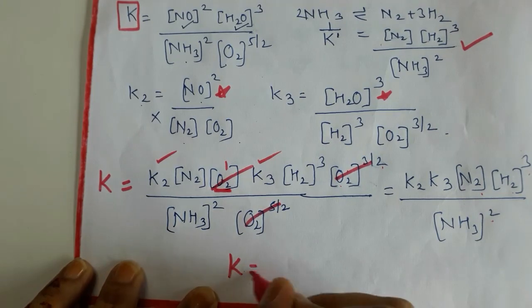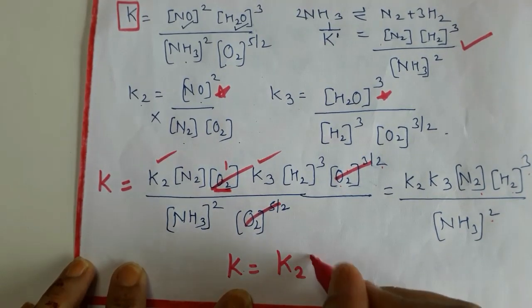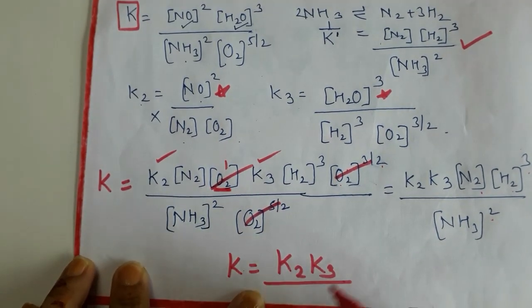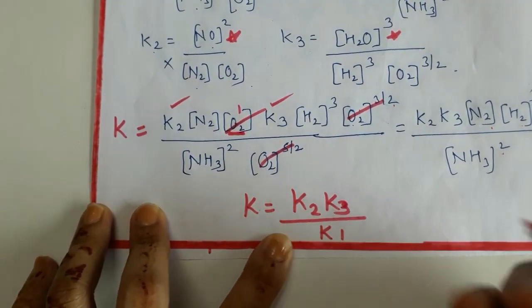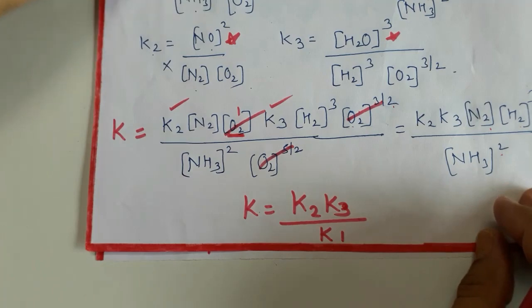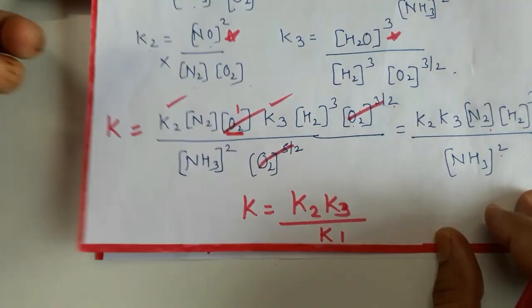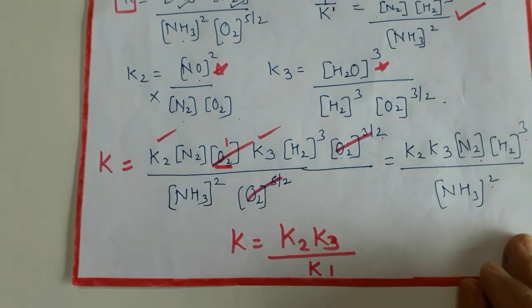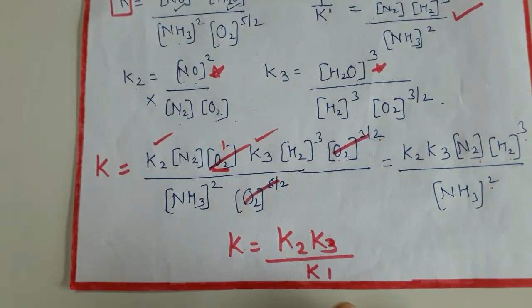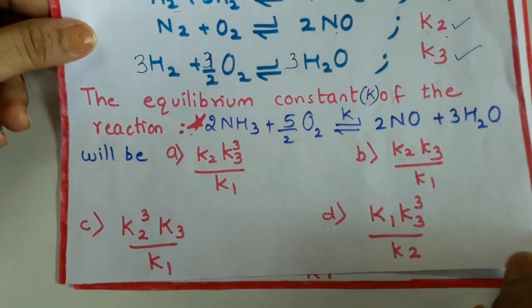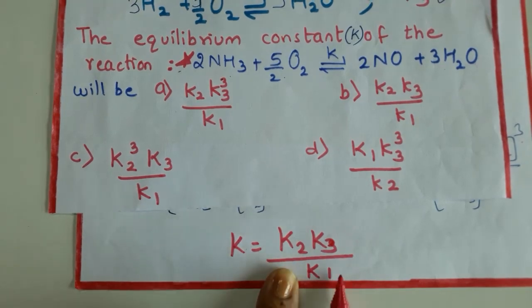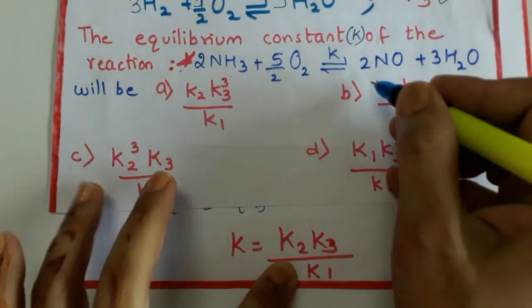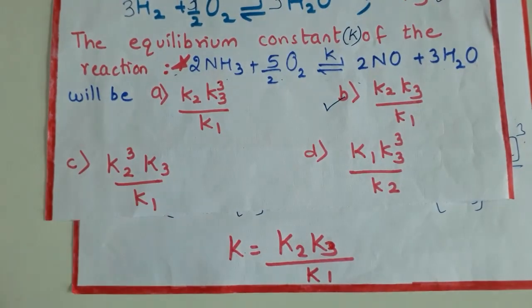So K is equal to K2, K3 upon K1. So if you see, our answer is K2, K3 upon K1. That is, option second is our answer.